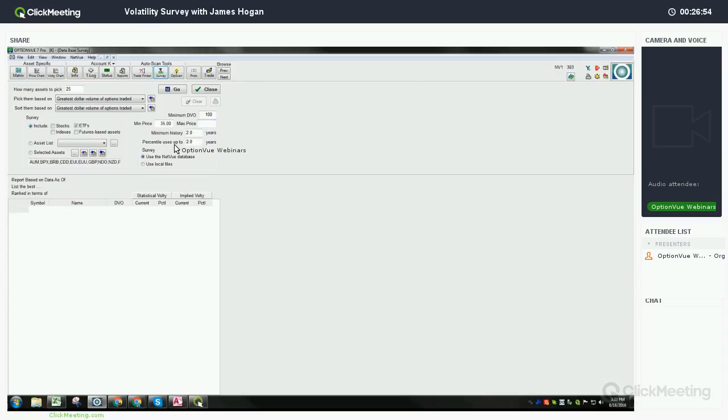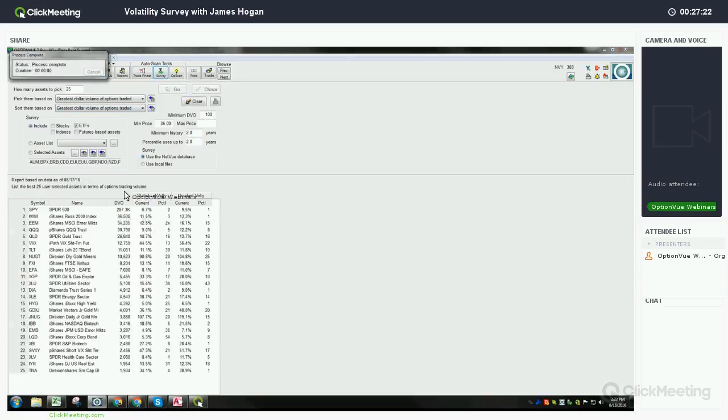Okay, and I'm going to be looking at percentiles, and I prefer 2 years. Some people prefer 1 year, and I want to make sure that there's a minimum history that this thing has been trading for 2 years. So right off the bat, I'm going to be able to find right away what has the greatest dollar volume from options traded across the board. I'm going to pick the top 25 ETFs, and I just hit go here, and boom, it pulls this list up right away.